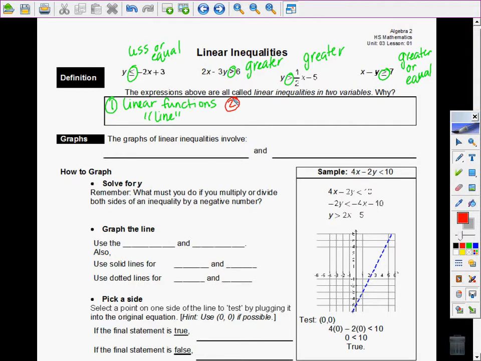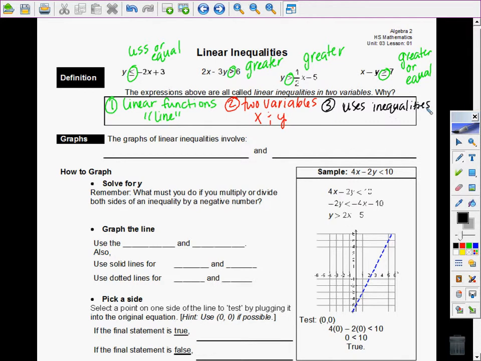Anyone know what reason two would be? Awesome. Okay, reason two is there are two variables. What are my two variables? X and Y. And the third reason why they're inequalities is because it uses inequality symbols, right? Uses inequalities.